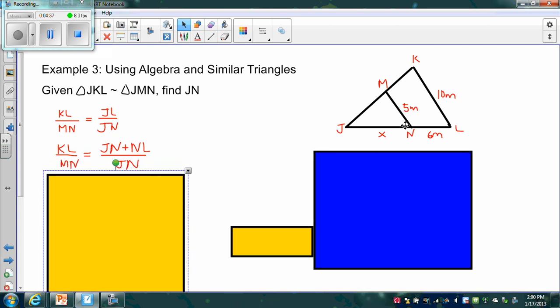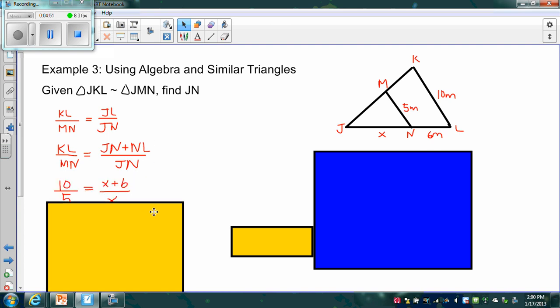So in this case, because it's broken up, our J to L is actually J to N plus N to L, because there's two segments here. We know part of the segment, we don't know the whole segment. So then we can rewrite it this way, and then plug in the values. So we know 10 over 5 equals x plus 6 divided by just x.